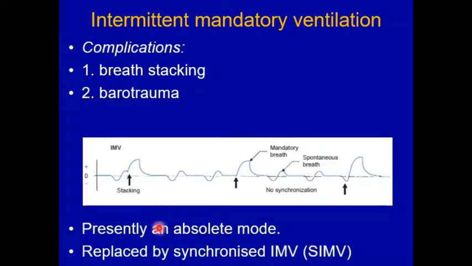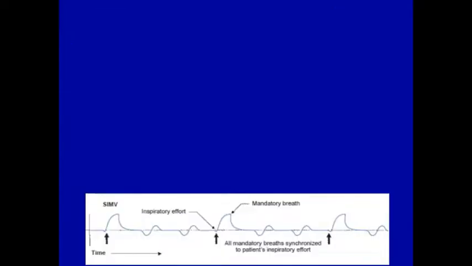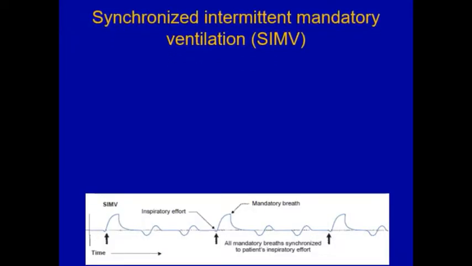So this is presently an obsolete mode. This is not present in any of the ventilators. Now this is replaced by synchronized intermittent mandatory ventilation. So now coming to this synchronized intermittent mandatory ventilation. What was the disadvantage with intermittent mandatory ventilation? It is overcome by this synchronized intermittent mandatory ventilation.